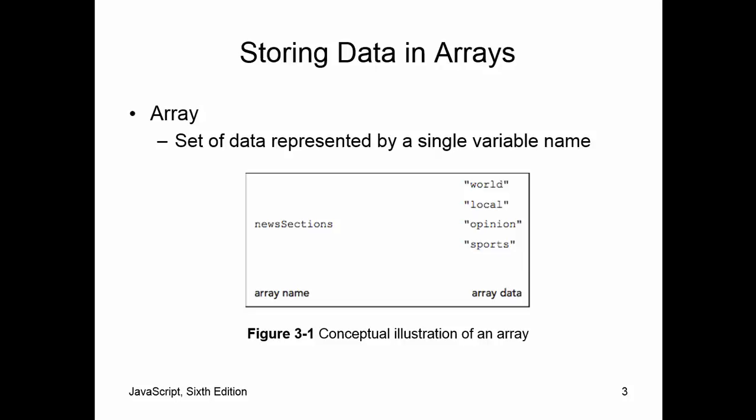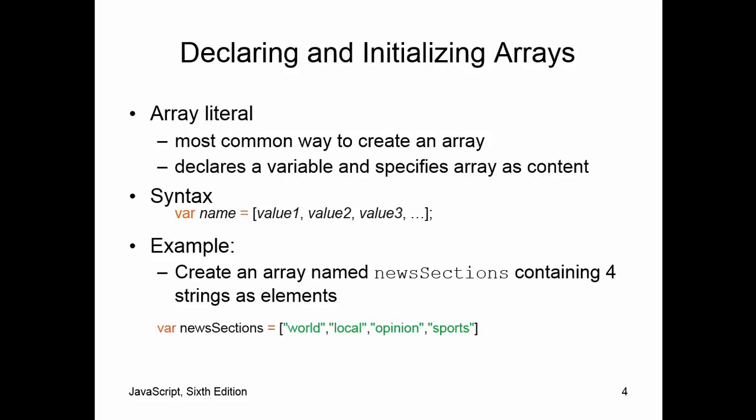Now, even though the example here shows these are all strings, remember that since JavaScript is a loosely typed language, not every element in the array has to be the same type. So I can mix numbers and strings and booleans and whatever I want to mix. And you can only do that because it's a loosely typed language. All right? So, in array literal, the most common way to create an array, it declares a variable and specifies the content. So we could have done this.